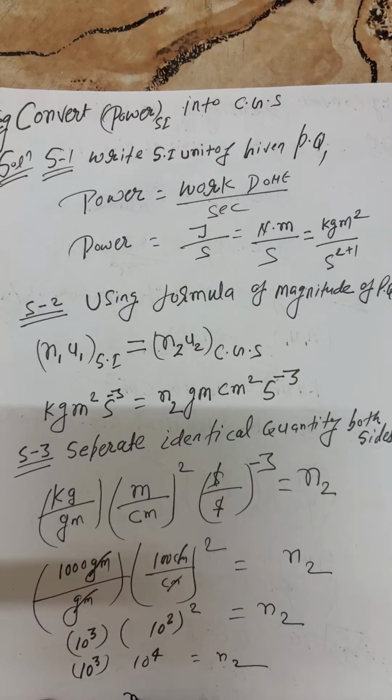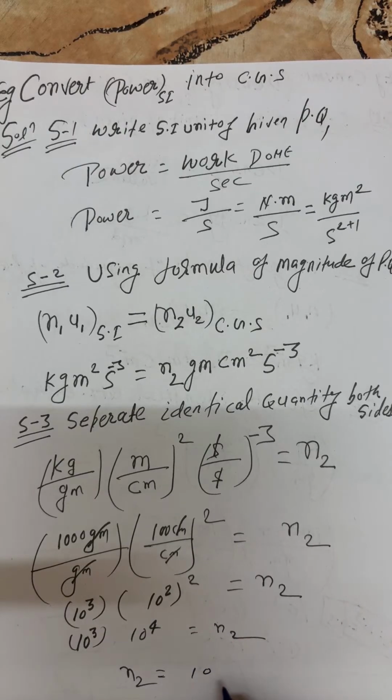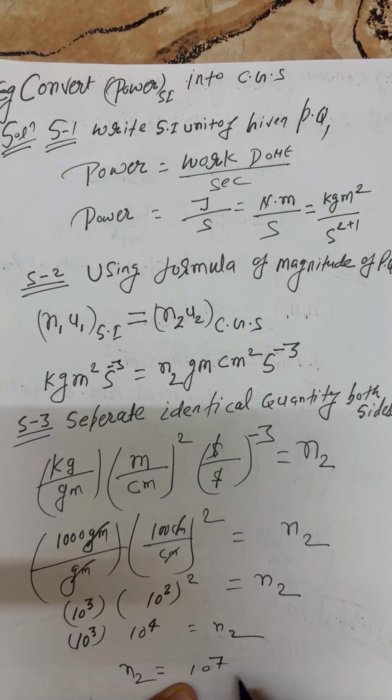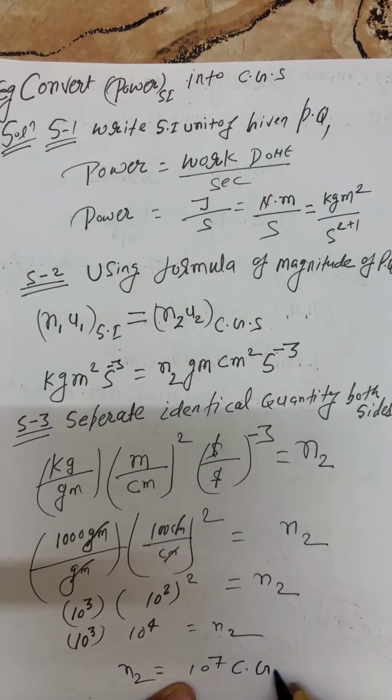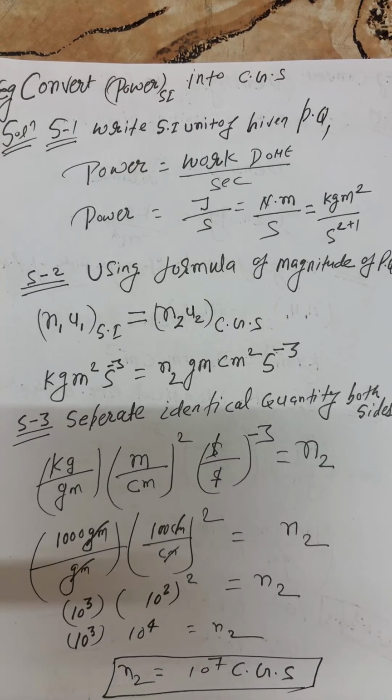So N2, you can write, my kids, is 10 to the power 7.